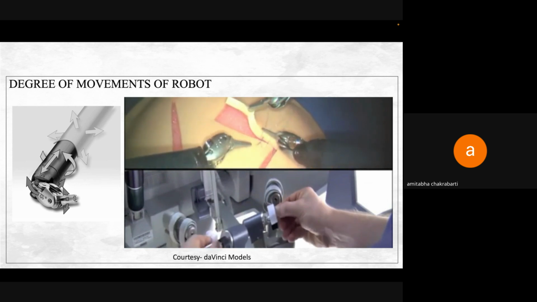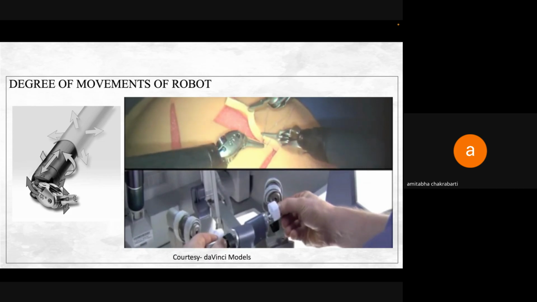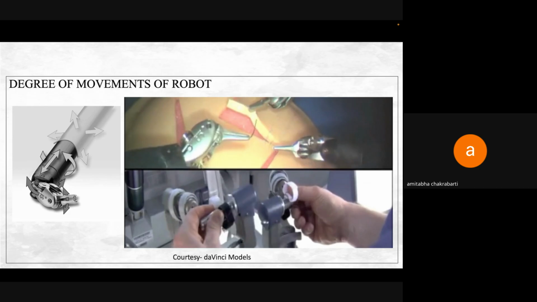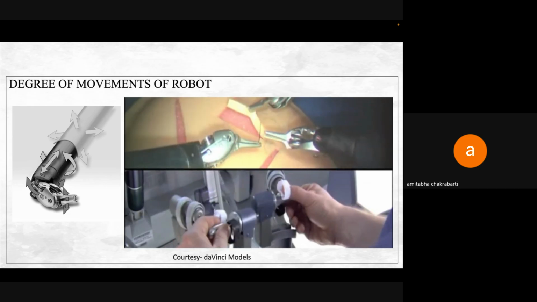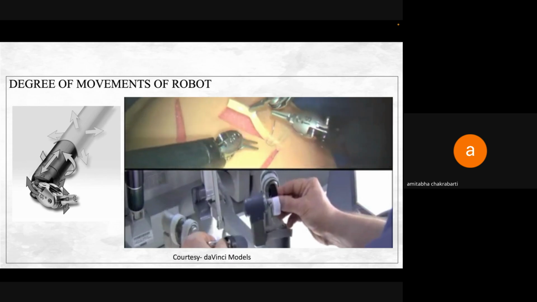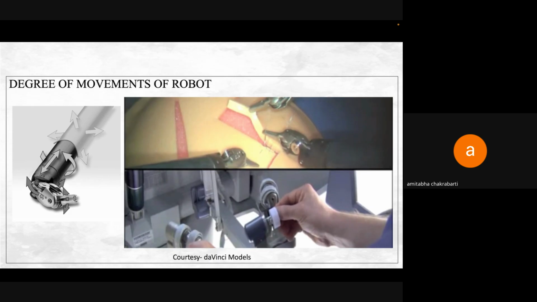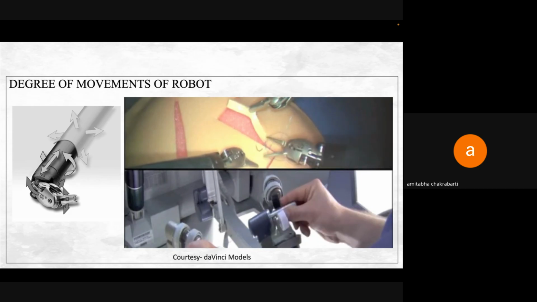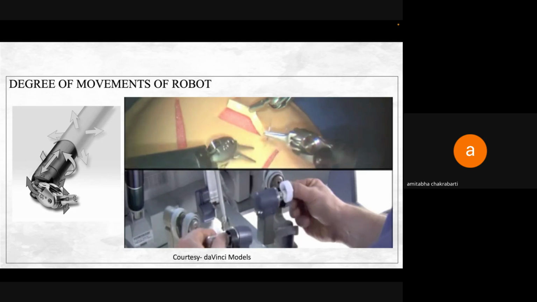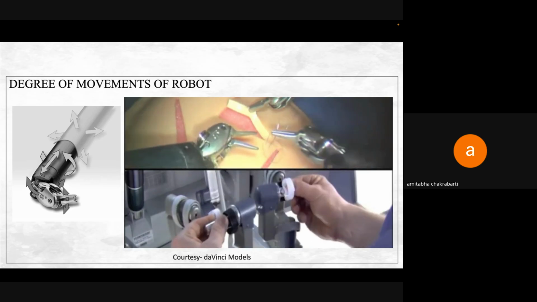So this is the degree of movement which you do not find in laparoscopic instruments, and that is the extension. That's why it is said that minimal access surgery, laparoscopic surgery or thoracoscopic surgery is transitional from hand to robotics.